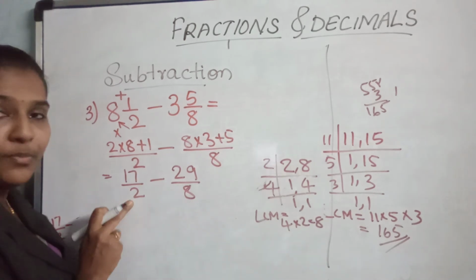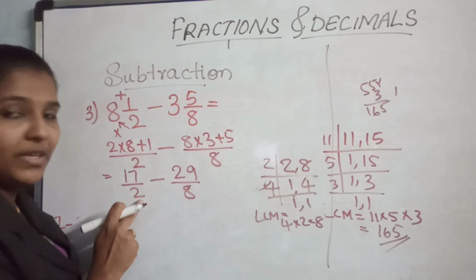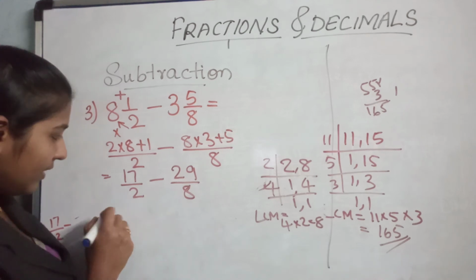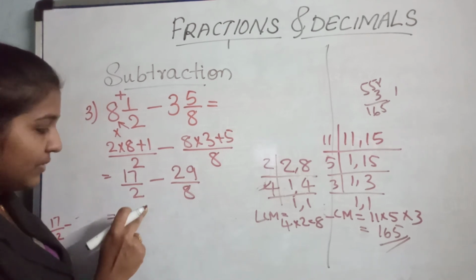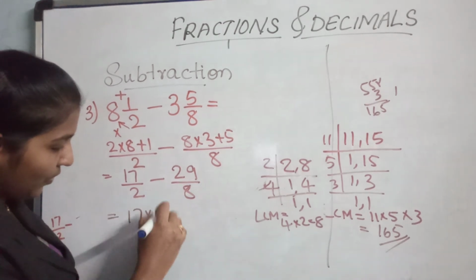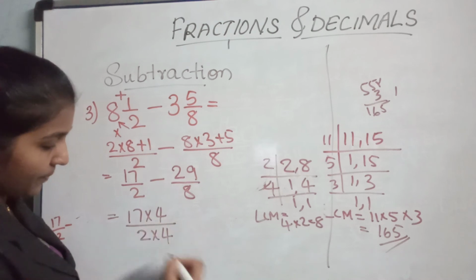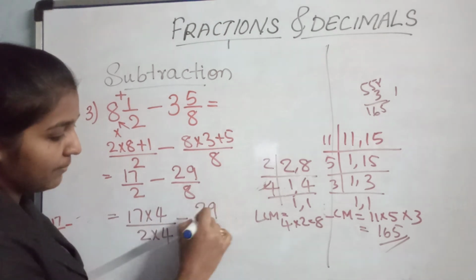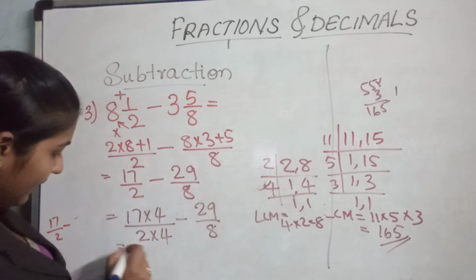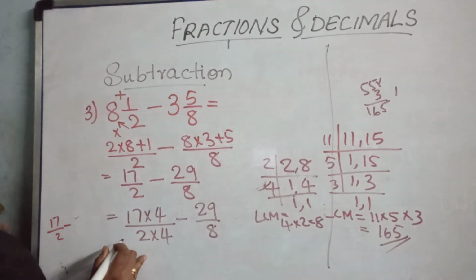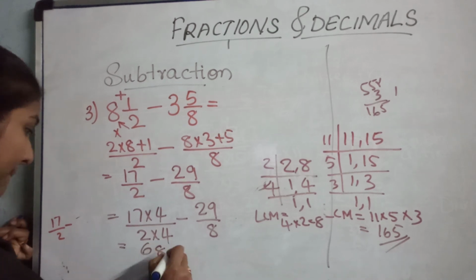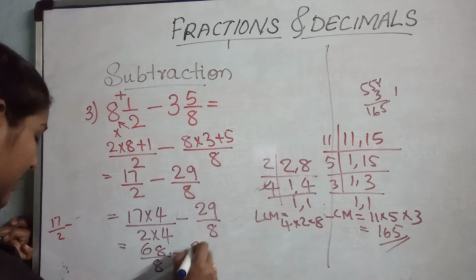So we should make the denominator 2 into 8. For that we can multiply 4 with 2, isn't it? Yeah, 4 twos are 8. So 17 into 4 by 2 into 4 minus 29 by 8. Here no need to change because it's already 8. Okay. Now we will get the answer 17 into 4 is equal to 68 by 8 minus 29 by 8.